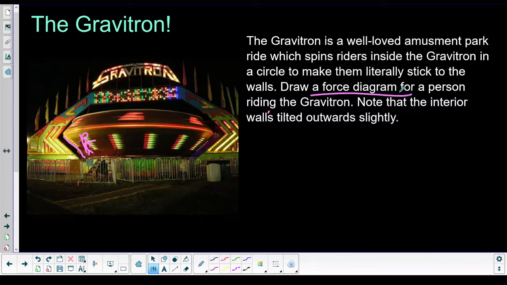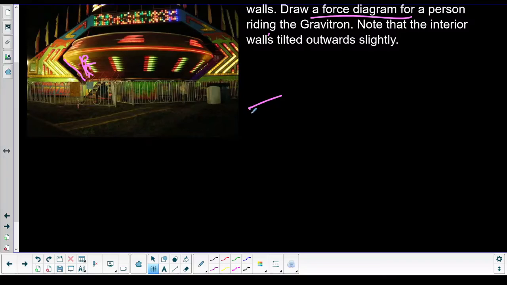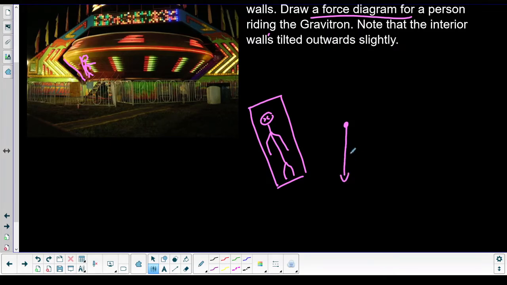So we want to draw a force diagram. Looking at our person, let me draw a slightly bigger sketch of our person here. Here's our wall. Here's our person, plastered to the wall. So we want to know what forces are acting on this person. Let's examine. Obviously, we're going to have weight straight down.